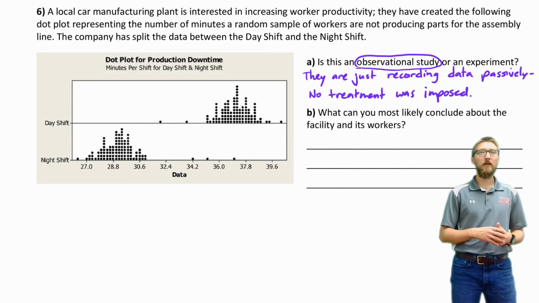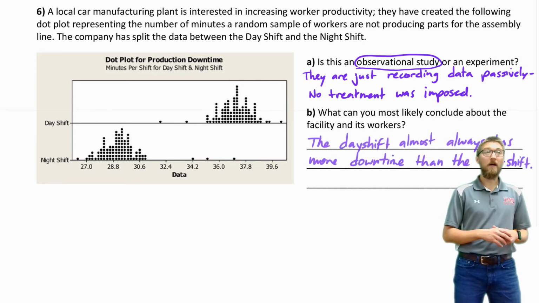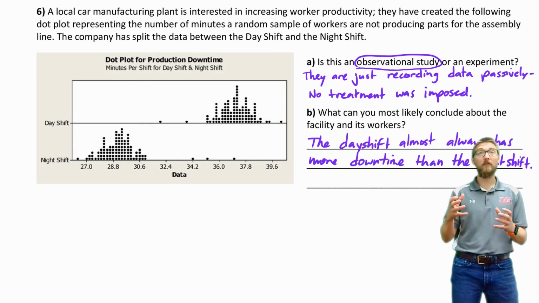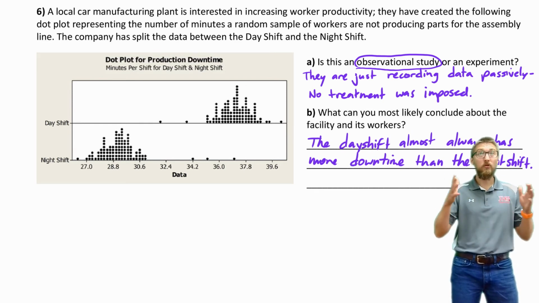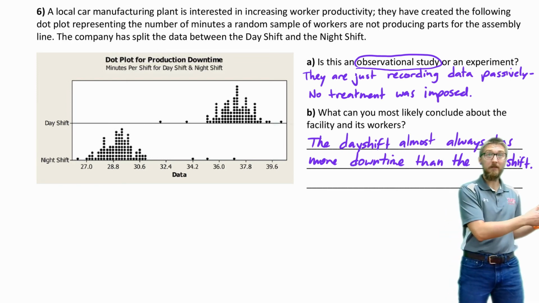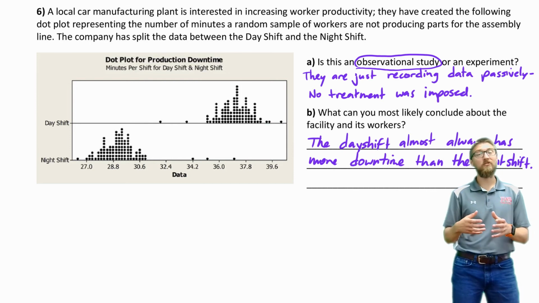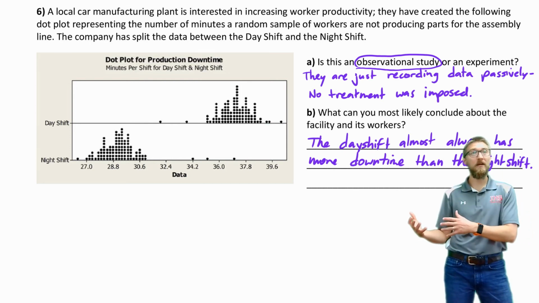B, what can you most likely conclude about the facility and its workers? Well, if you're looking at this graph, you can obviously see the pile of the dots. They're in two separate areas. And so you have the day shift, which is further over to the right-hand side, and then you have the night shift, which is further to the left. Now, what does that mean?